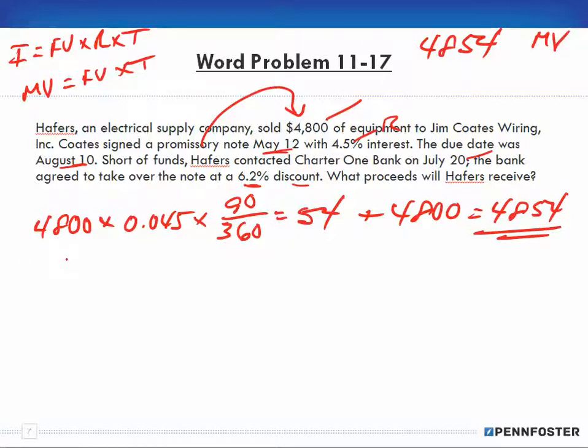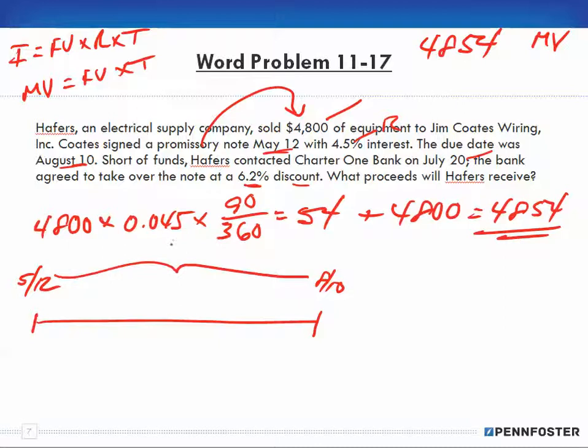Okay, now we need to figure out, let's see here. So he contacted Charter Bank on July 20th. So we need to figure out how many days had passed out of that. Let's draw a timeline and understand this. Okay, so here we are. He's borrowing on May 12th. And the due date is August 10th. And we know from there to there that that's 90 days.